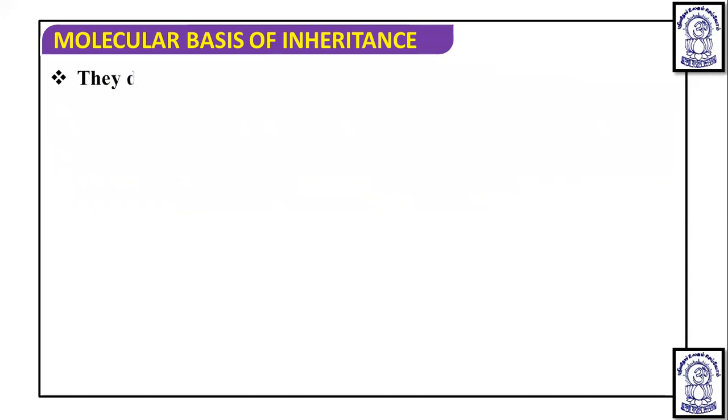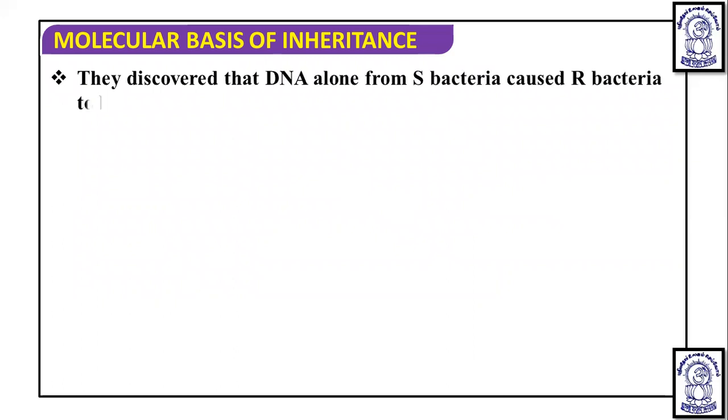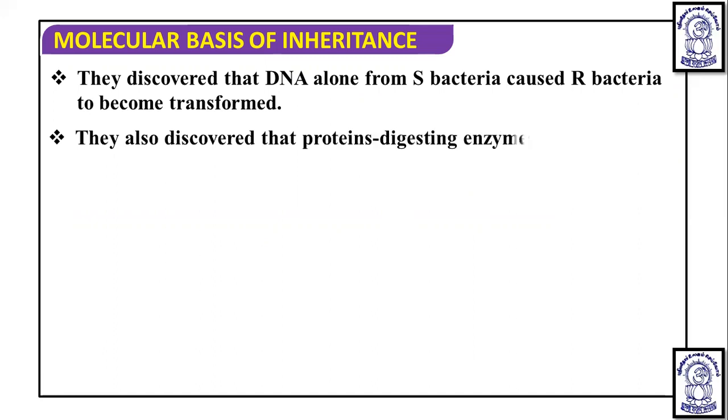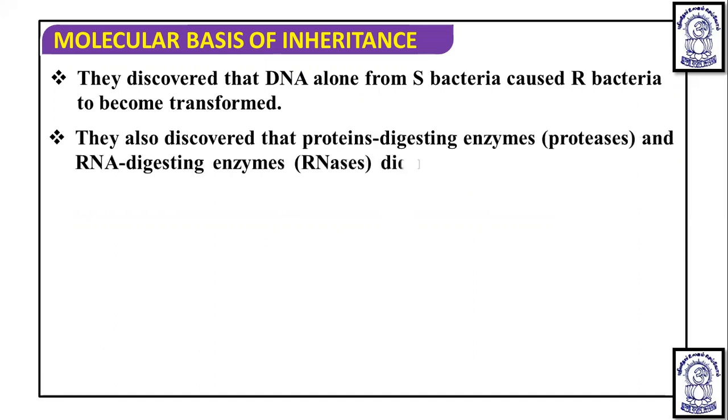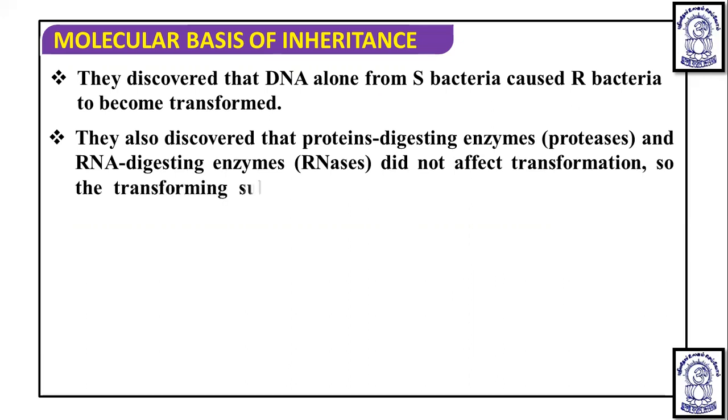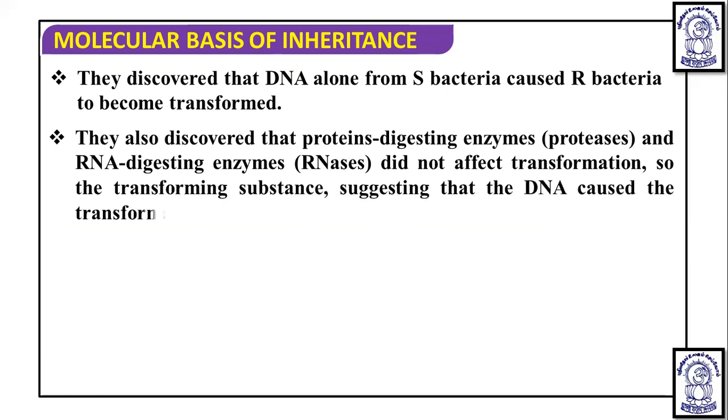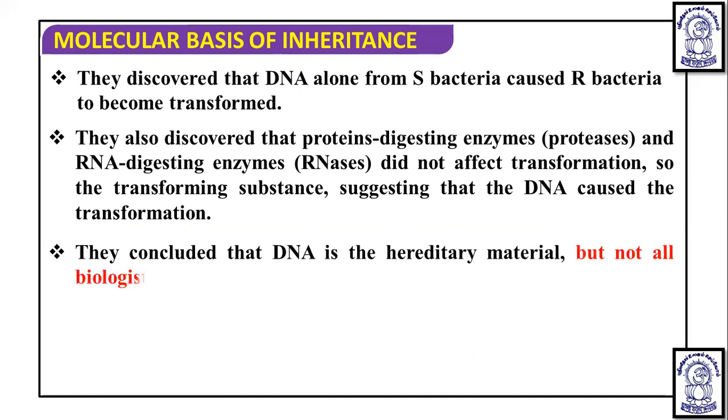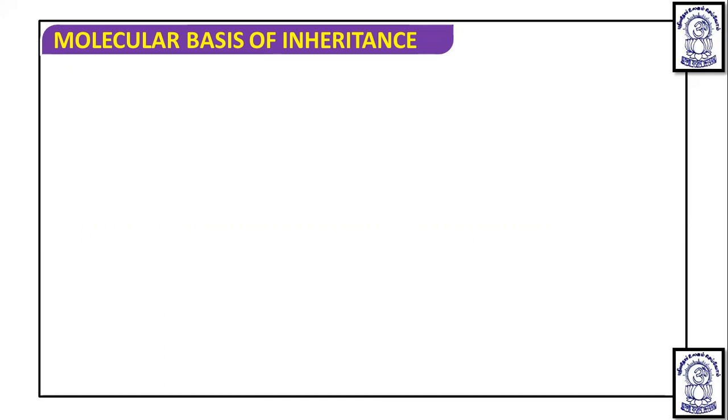For that, they did an experiment and discovered that DNA alone from S bacteria caused R bacteria to be transformed into the virulent form. They also discovered that the protein-digesting enzyme proteases and the RNA-digesting enzyme RNases did not affect transformation, suggesting that DNA caused the transformation. And they concluded that DNA is the genetic material, but not all biologists were convinced.